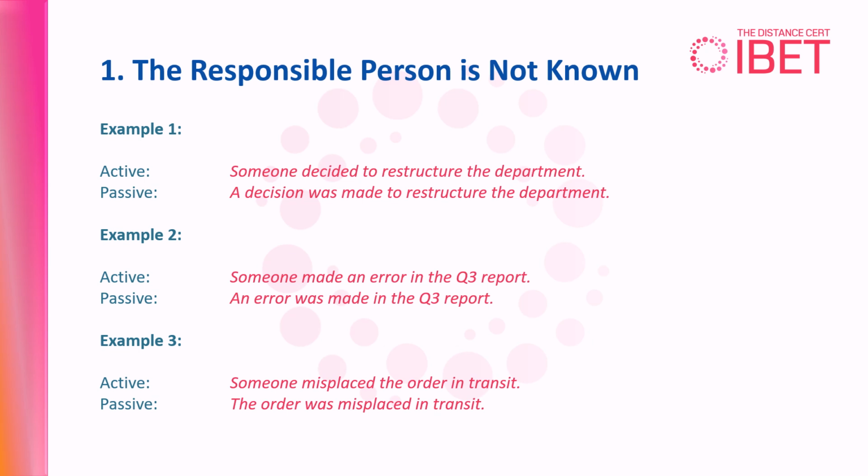Example 2. Active. Someone made an error in the Q3 report. Passive. An error was made in the Q3 report. The sentence avoids naming who made the error. Example 3. Active. Someone misplaced the order in transit. Passive. The order was misplaced in transit. The passive suggests that the mistake happened without blaming any specific individual.